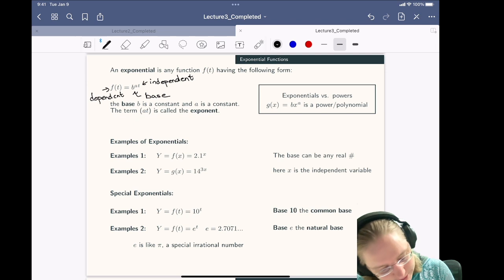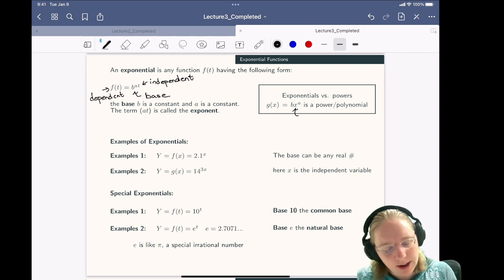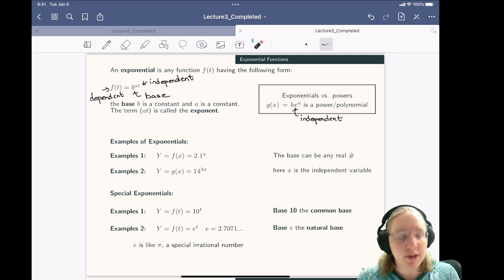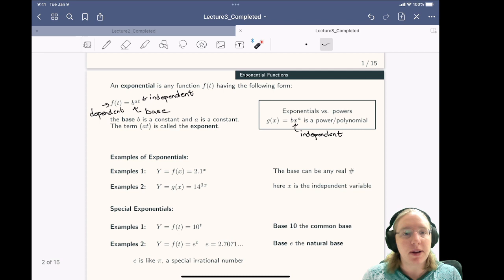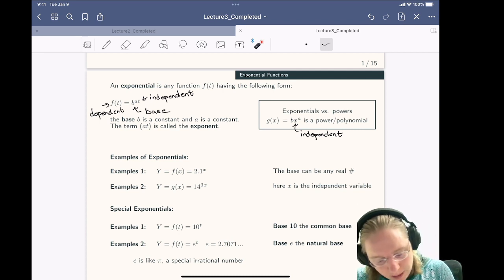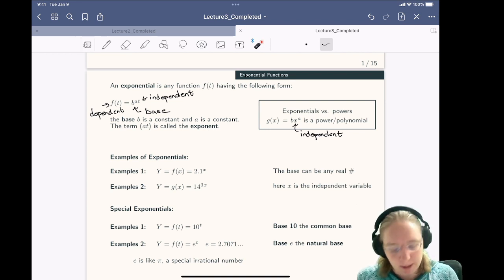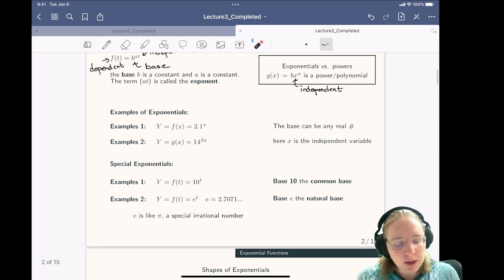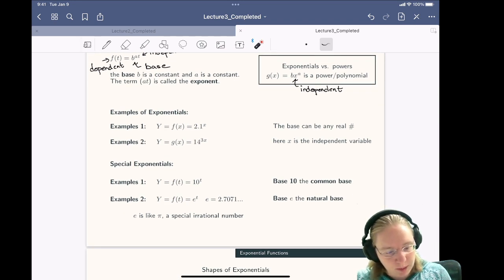It is important to distinguish between exponential functions and power functions. Power functions have the independent variable in a different place. Instead of having a base raised to the independent variable, we have the independent variable raised to some constant power. So powers show up in the terms of a polynomial, whereas the independent variable is in the exponent of an exponential function.